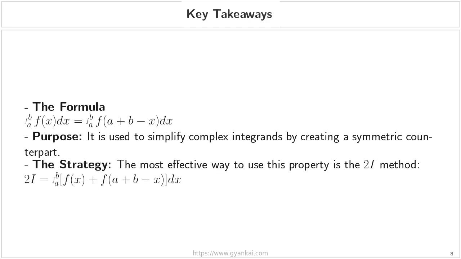Let's talk about the strategy. As we discussed in the previous slides, the most powerful way to utilize this property is through what we call the 2I method. Here, we first assign the original integral to a variable. Then, we apply the reflection property to rewrite the same integral, still as I. Finally, we add these two equations together. This gives us 2 times I, which is equal to the definite integral from a to b of the sum of f of x and f of a plus b minus x. This addition is the key step. It's where the simplification usually happens.